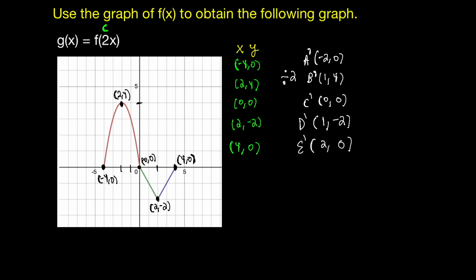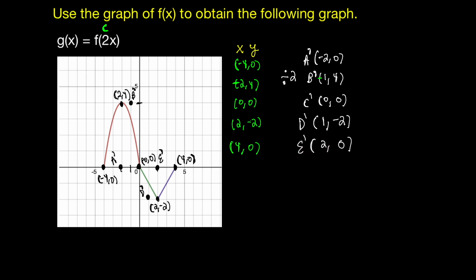So let me go ahead and plot A prime, which is at -2, 0. B prime is at 1, 4. And actually, let me backtrack. This should have been a -2. So this is going to be -2, and this is going to be -1. So B prime is at -1, 4. So right there. And then we have the origin still at 0, 0. We have D prime at 1, -2. And then we have E prime at 2, 0.